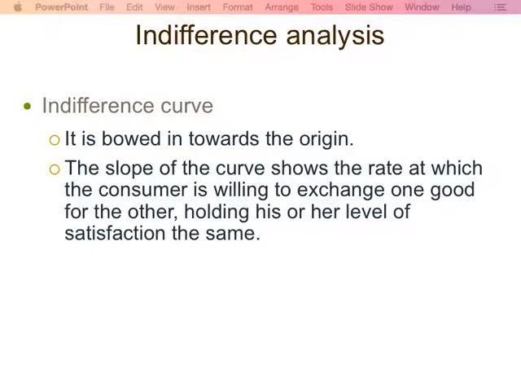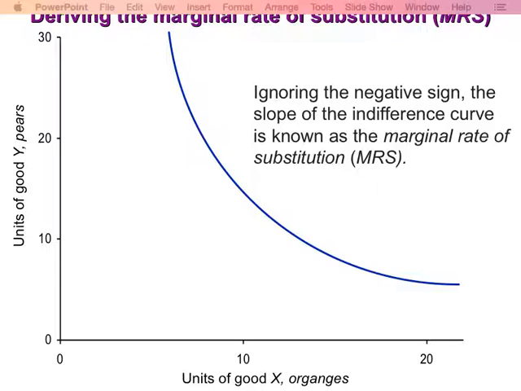The slope of this curve basically gives the rate at which the consumer, or we, are willing to exchange one good for another one, holding our utility or satisfaction level constant. In other words, as I said earlier, if I go back to this green line or blue line, at any point on this indifference curve, my satisfaction is constant. I have the same satisfaction, but I have different combinations of goods. Yeah? And notice what it is.